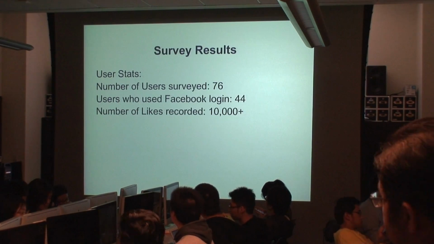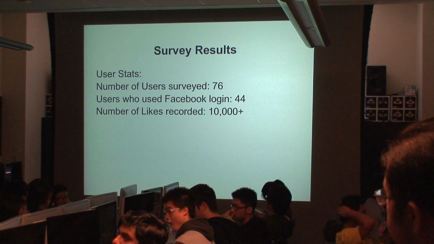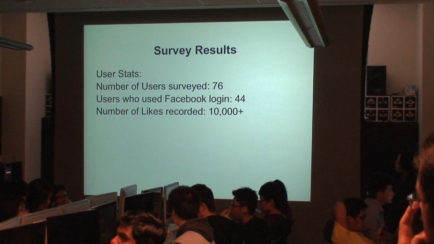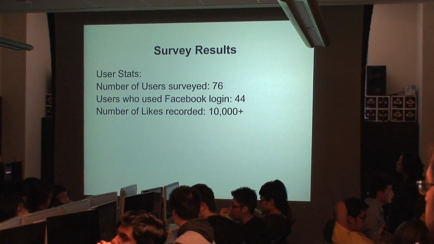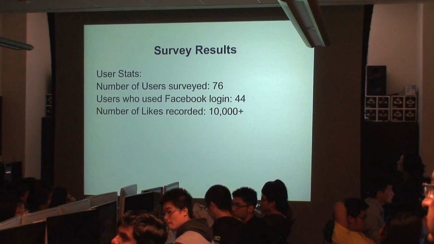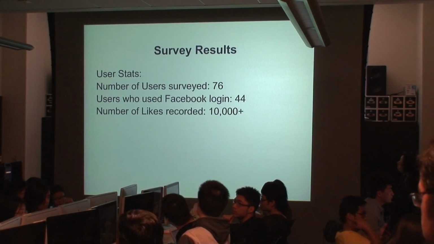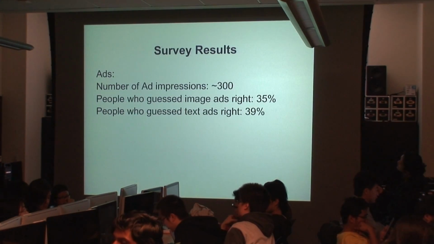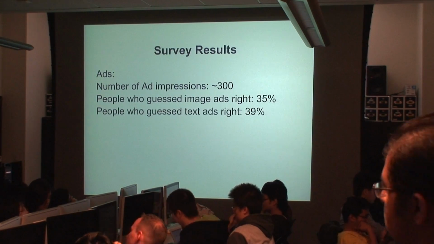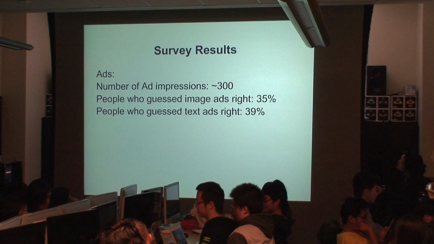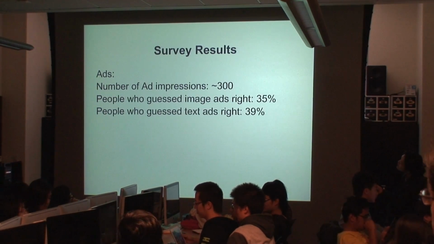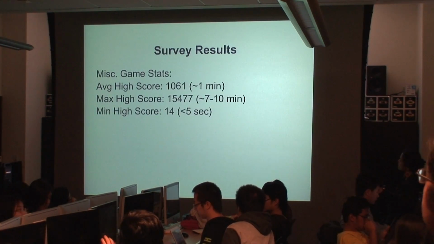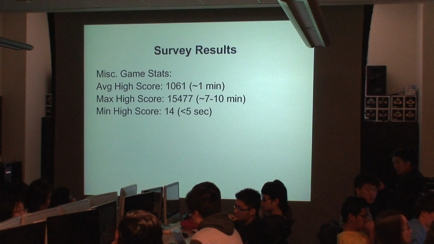Around 76 users played our game, and they played multiple times, so the actual number of entries was more than 200. The number of users who actually used the Facebook login was 44, because others were not very comfortable sharing their likes and other things. And we had over 10,000 likes stored in our database temporarily. In ad impressions, we served around 300 ads, and the percentage of users who guessed the image ads right was about 35%, and who guessed the text ads right was about 39%. More about it in a minute. And these were the high scores and other statistics from our game.